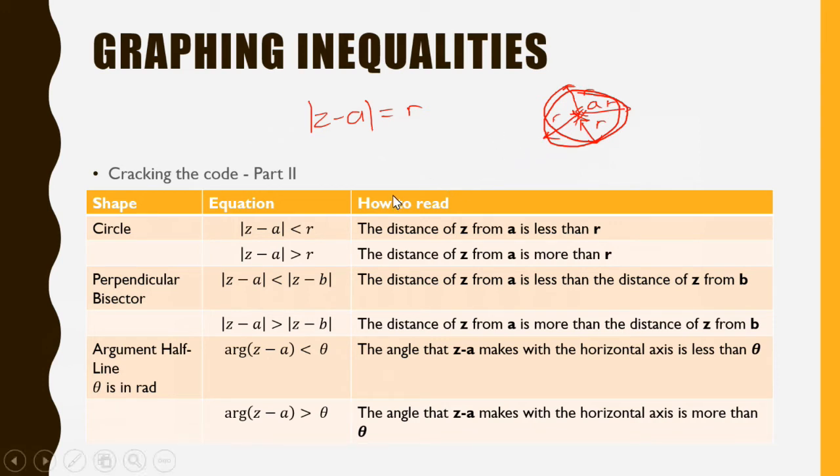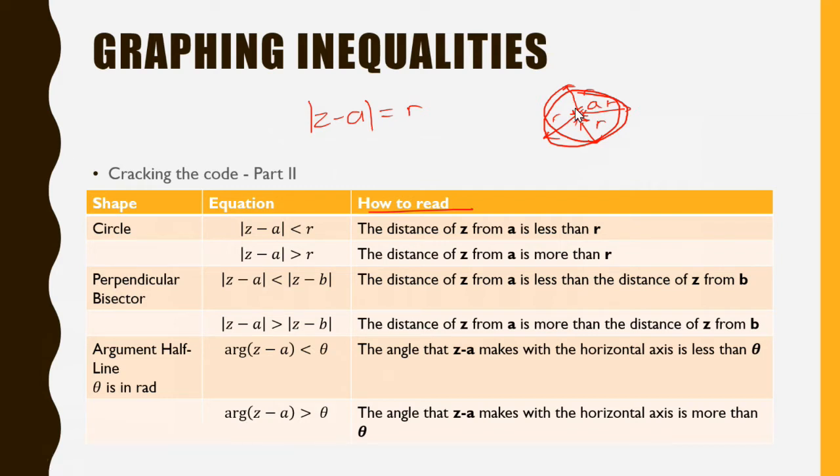All right, so now we're doing inequalities. We're not only drawing the loci, we have to shade in the loci. So it makes more sense that you understand how to read these things, so that you can draw it easily. So if this is modulus z minus a equals r, and I say the distance of z from a is exactly r, so it becomes a circle.